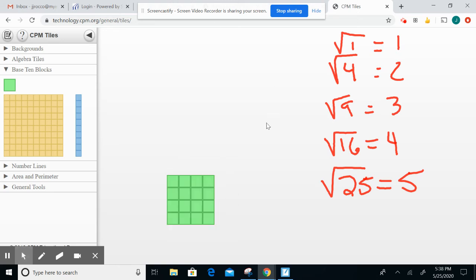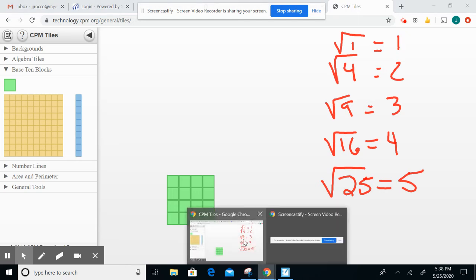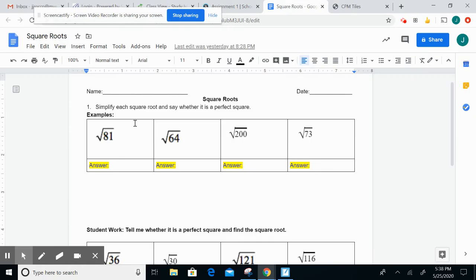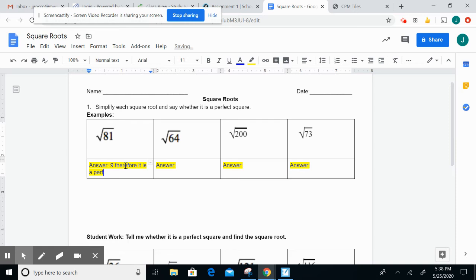Now, for what you're asked to do on the worksheet, it says simplify each square root and tell me whether it's a perfect square. You just need to put it in your calculator. If you recognize that this is a perfect square right off the bat, great. If not, put it in your calculator. Square root of 81 is 9. Therefore, it is a perfect square. Same thing with 64. Square root of 64 is 8. Therefore, it is a perfect square.